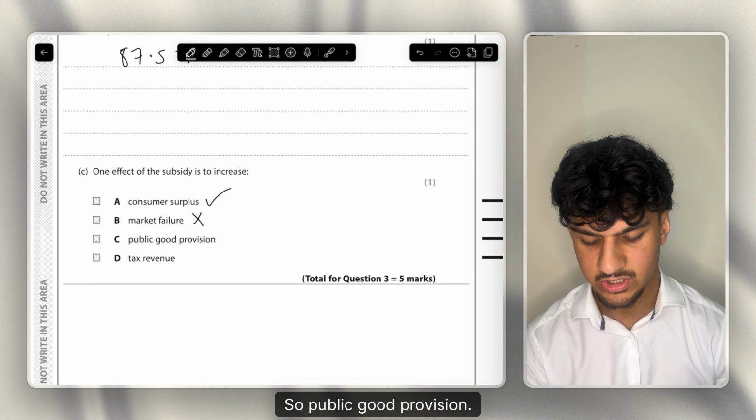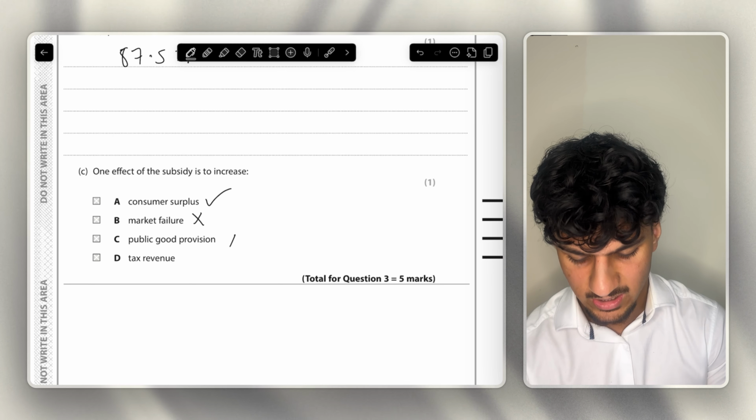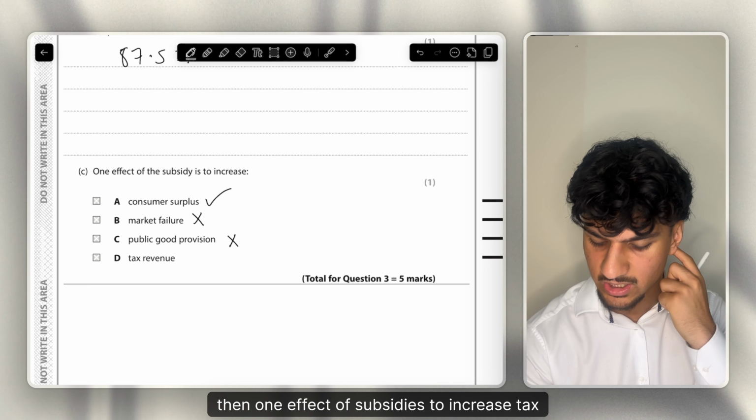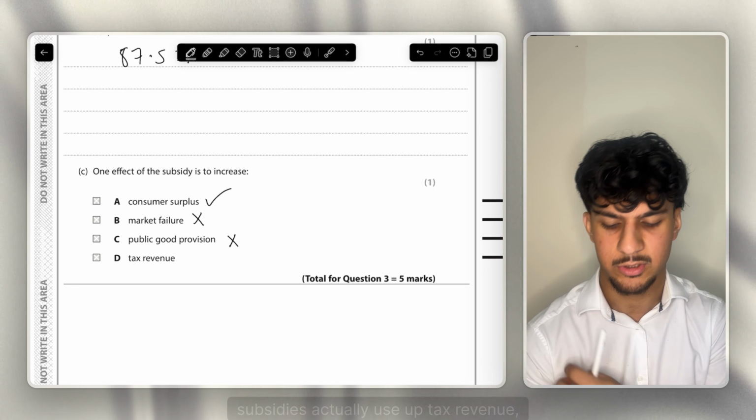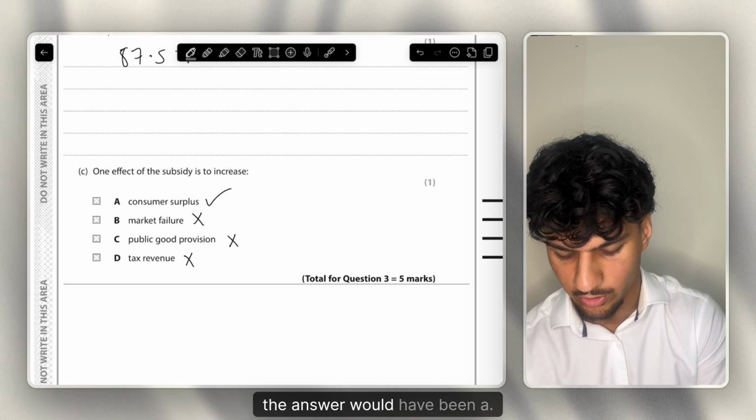Public good provision. Do we use subsidies for public good provision? No, it's usually state provision. And then, one effect of subsidies is to increase tax revenue? Not quite. Subsidies actually use up tax revenue, which is wrong. Therefore, the answer would have been A.